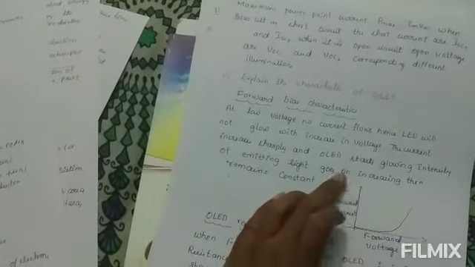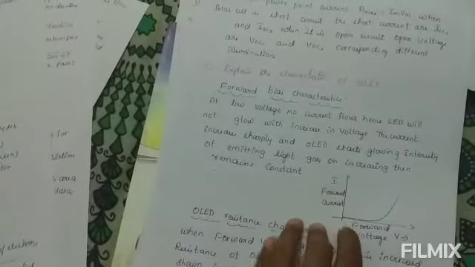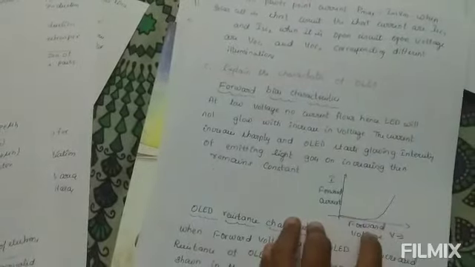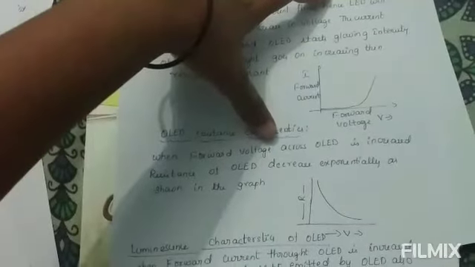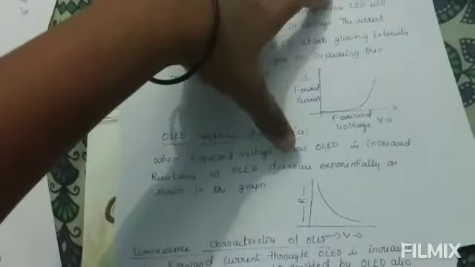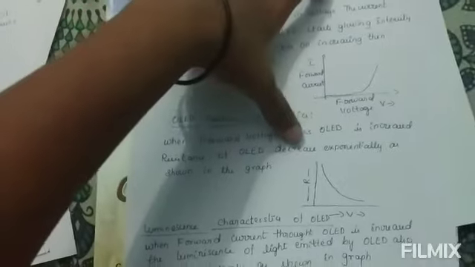With the voltage along the x-axis and the current along the y-axis, if you increase the voltage, at low voltage no current will be generated. After some large voltage, the current will go on increasing. After some time it becomes constant. Next is the OLED resistor characteristics. When the forward voltage across the OLED increases, the resistivity will go on decreasing.